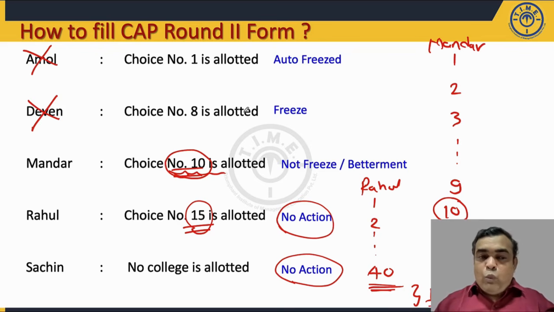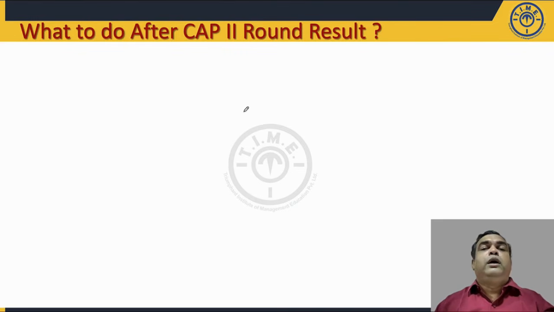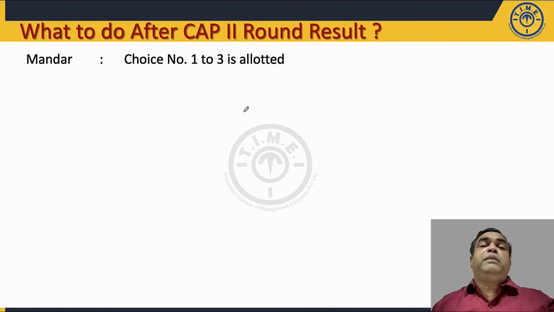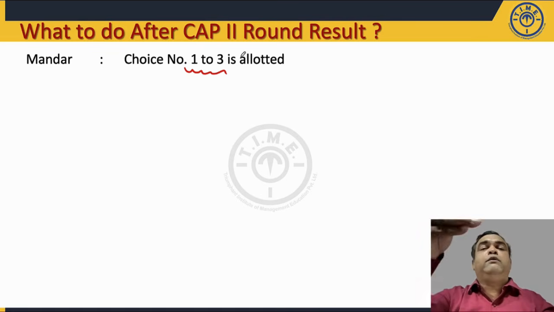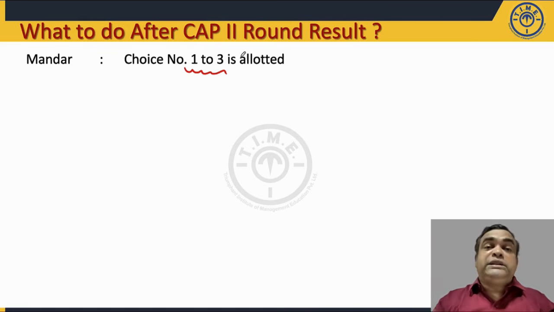Next, what will happen to the college number? What will happen after round 2? Once the round 2 result was this. See, earlier Mandar was allotted college number 10. Now he got a better option, but if he gets anything from 1 to 3, choice number 1 JBIMS, choice number 2 T.I.M.E, choice number 3 Wellinger. So JBIMS, T.I.M.E, Wellinger. If you get anything 1, 2, 3, he is supposed to get that.